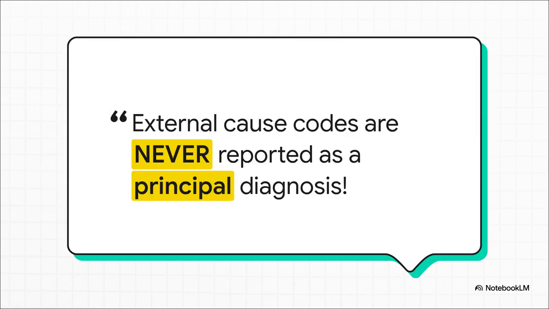But listen closely, because here is the absolute golden rule you have got to memorize. External cause codes are never reported as a principal or primary diagnosis. Never. They are supplemental. End of story. If you're looking at a multiple choice option on the exam and you see a V, W, X, or Y code listed first, yeah, you can instantly cross that one out.